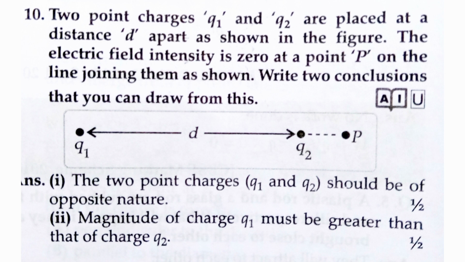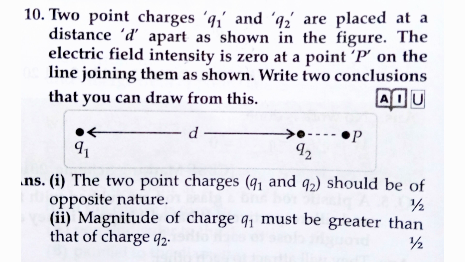Okay. The next question is, 2 point charges Q1 and Q2 are placed at a distance d apart as shown in the figure. The electric field intensity is 0 at a point P on the line joining them as shown. Write 2 conclusions that you can draw from this. So by looking into the diagram, you have to draw 2 conclusions. Any 2 conclusions you can write down. So here we have plus Q1 charge and Q2 charge, that is 2 positive charges. They are separated by a distance small d, and at a point P the electric field intensity is 0. So that is also shown here.